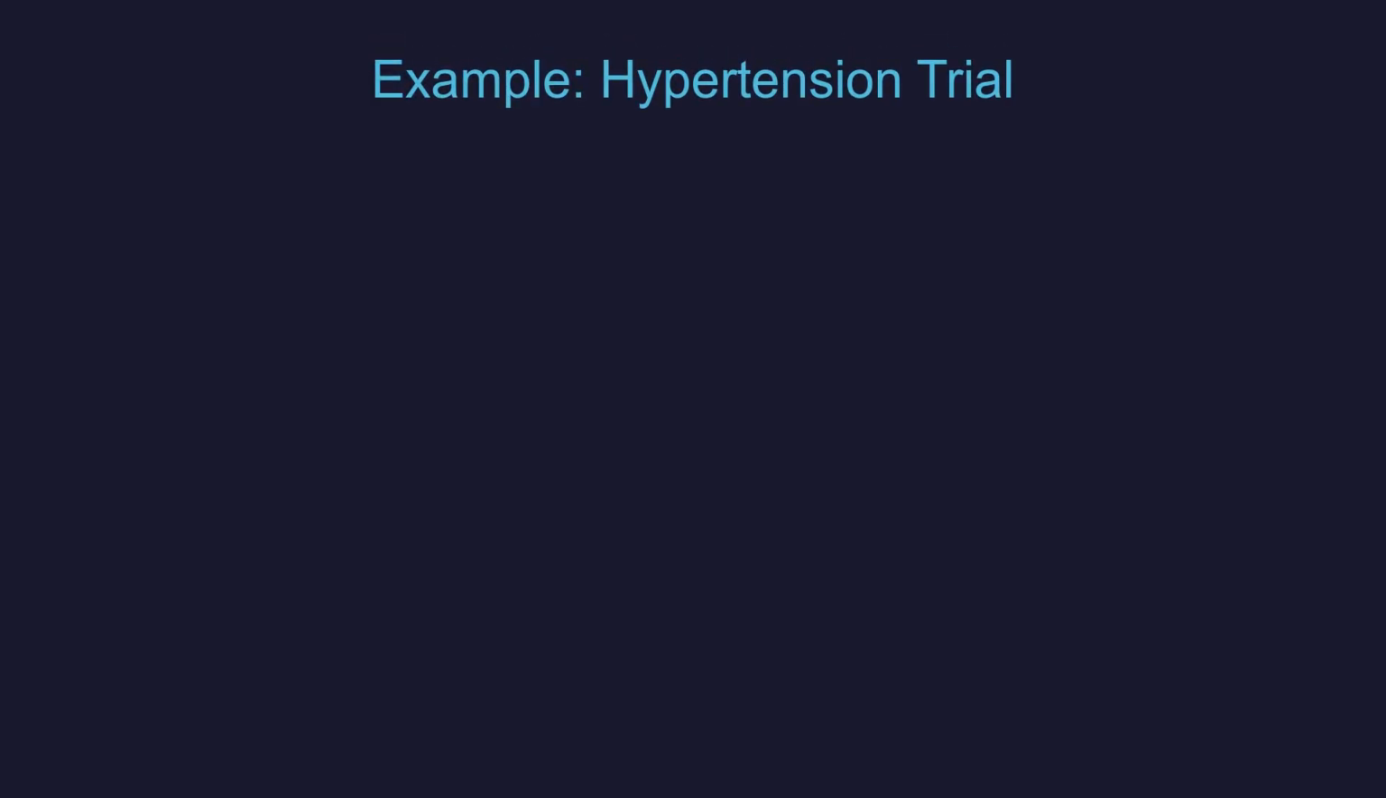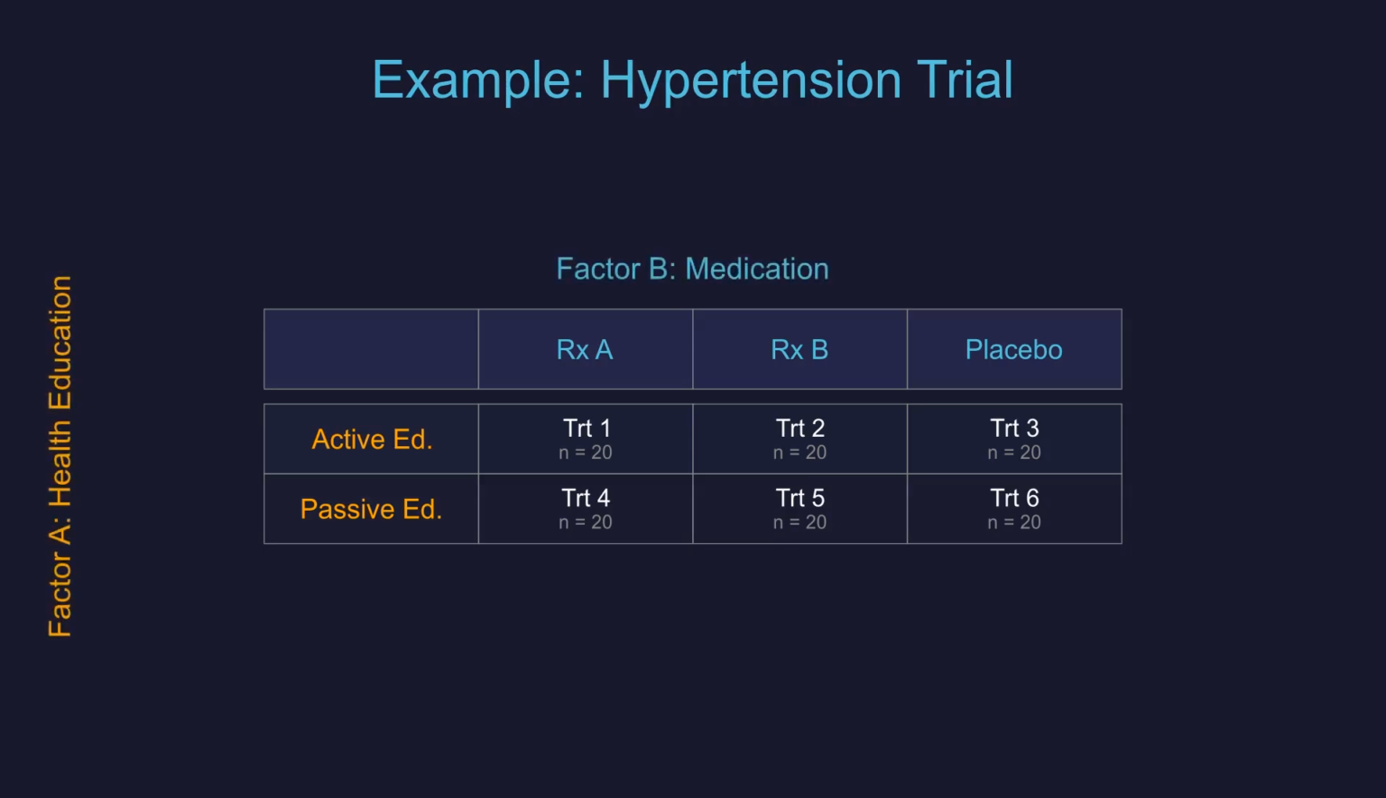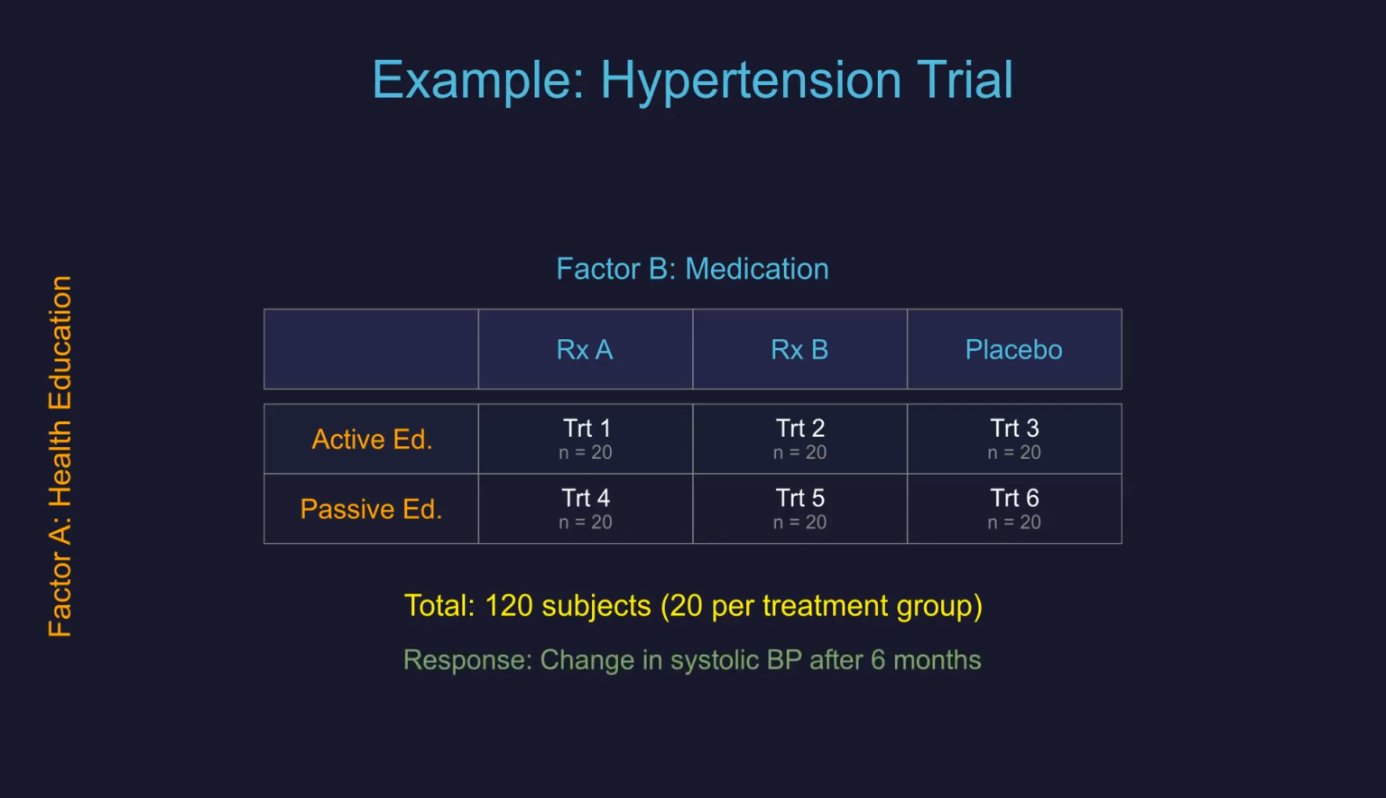Consider a hypertension treatment trial with 2 factors. Factor A is a health education program with 2 levels, active or passive treatment. Factor B is pharmaceutical with 3 levels, medication A, medication B, or placebo. Combining these gives us 6 treatment groups of 20 subjects each, for a total of 120 subjects. The response variable is the change in systolic blood pressure after 6 months.